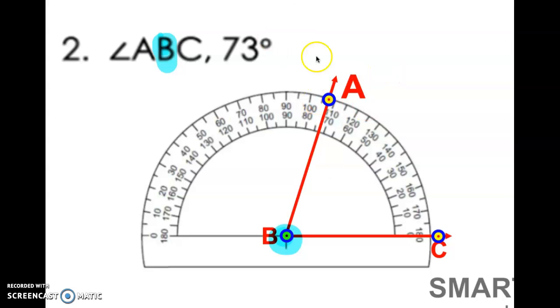And here I put A at the top and C over here, but you can switch A and C out, but B has to be the vertex. So here we have our 73-degree angle. It's going to be somewhere between the 70 mark and the 75 mark. So we have our 73-degree angle ABC.